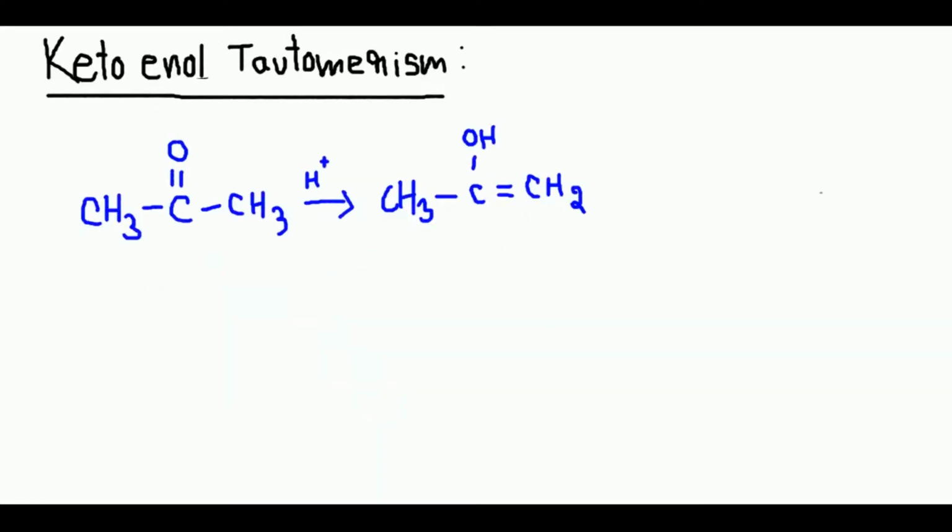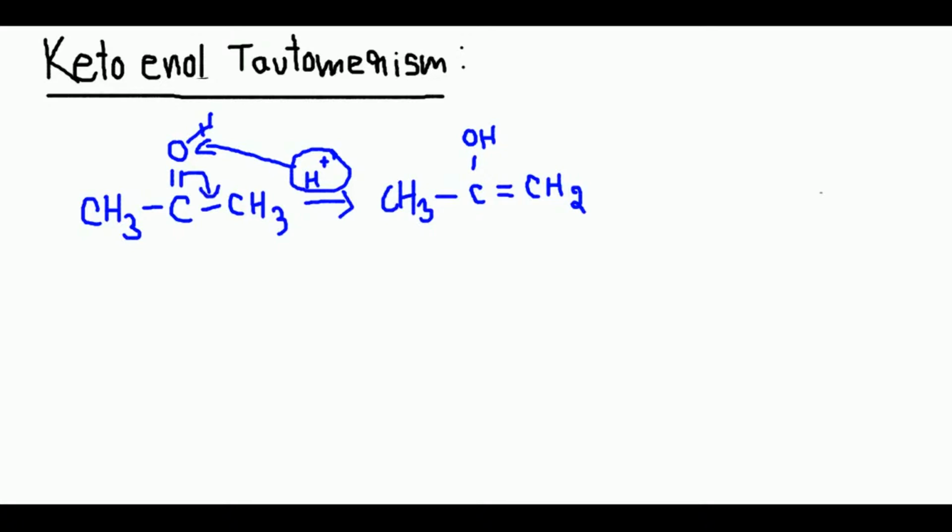So let's see the first type of tautomerism, that is keto-enol tautomerism. Here you have CH3, C double bond O, CH3. In acidic medium, H plus will give you CH3, C, OH and double bond CH2, that is alkenol. So the mechanism involved here is this H plus will attack the O, that is the double bond O here, so it forms OH.